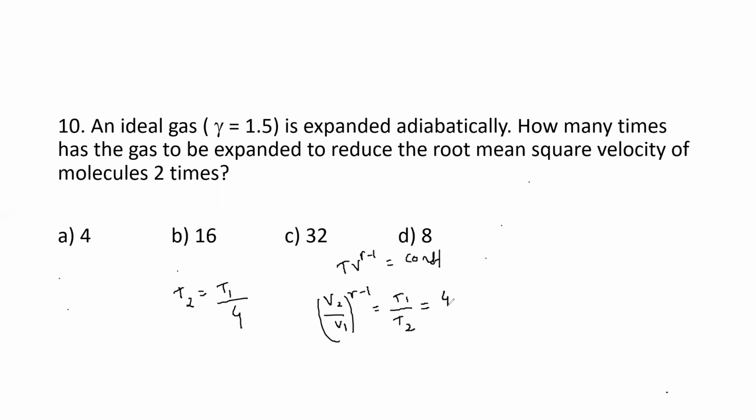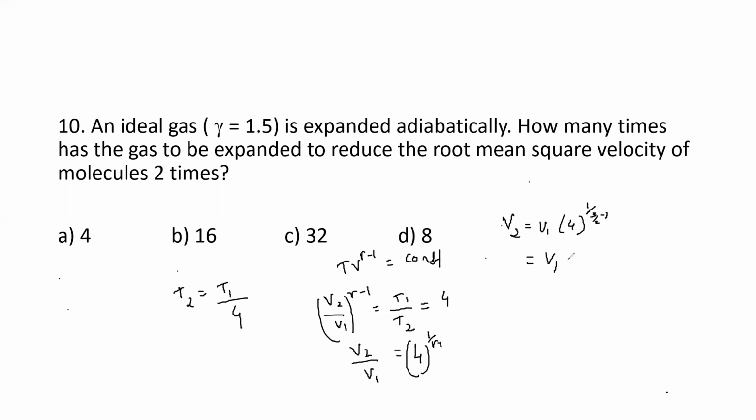Gamma value is how much? It is given, it is 1.5. So we can substitute the value here. We can simplify this equation as V2 divided by V1 is equal to 4 to the power of 1 divided by gamma minus 1, if I take it on the other side. Which implies V2 is equal to V1 into 4 to the power of 1 divided by gamma minus 1, that is 3 by 2 minus 1.